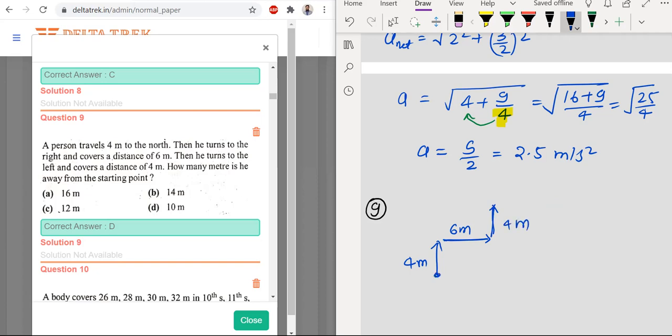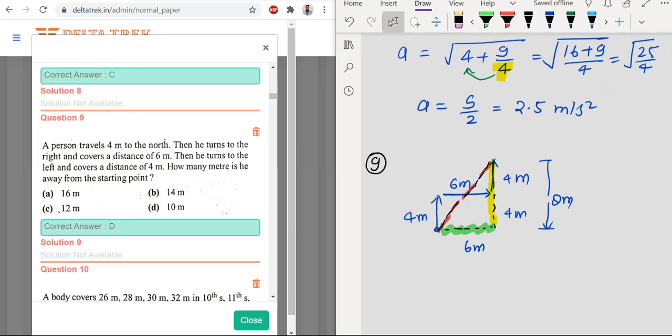Now what is the distance from the starting point? I explained to you that to find this distance, it's better to make a perpendicular triangle. If I make a perpendicular triangle, this total distance will become the diagonal of that triangle. So it's very clear from here that this distance is 6 and this distance is 4, so this total is actually 8. To find the final distance, we can just use the Pythagoras theorem for this 8 and this 6.